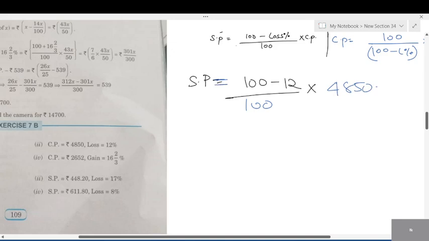So what are we finding here, students? What are we finding here? Selling price. When what is given? When just loss is given or loss percent? Loss percent is given. So don't get confused.